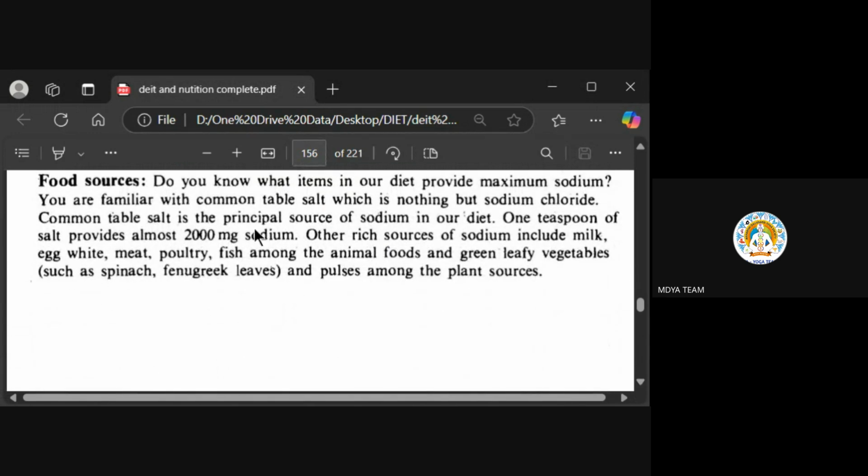Sources, just like I told you, it's table salt, common table salt. One teaspoon of salt contains 2000 milligrams of sodium. Other sources are also there where sodium is present, like milk, egg white, meat, poultry, fish. All these are the animal foods. Green leafy vegetables and pulses also contain sodium.